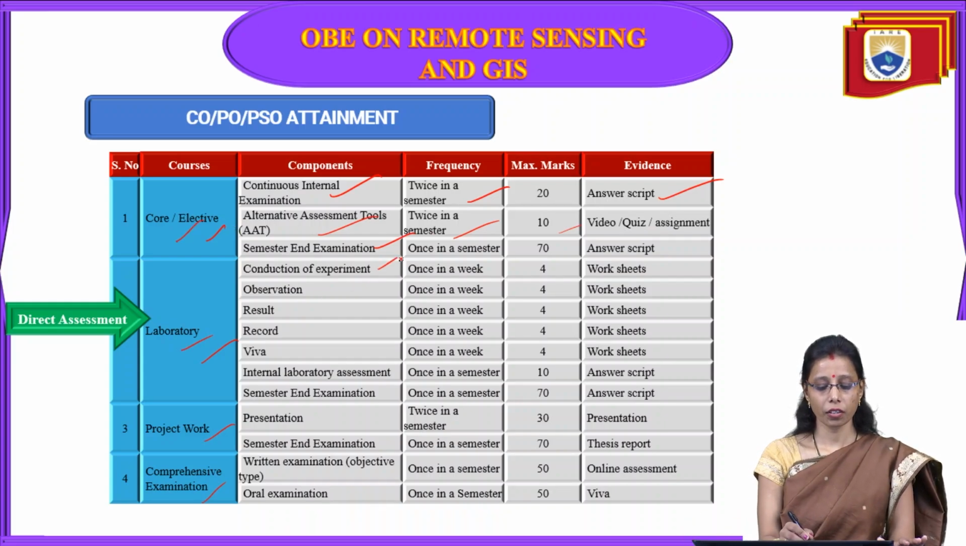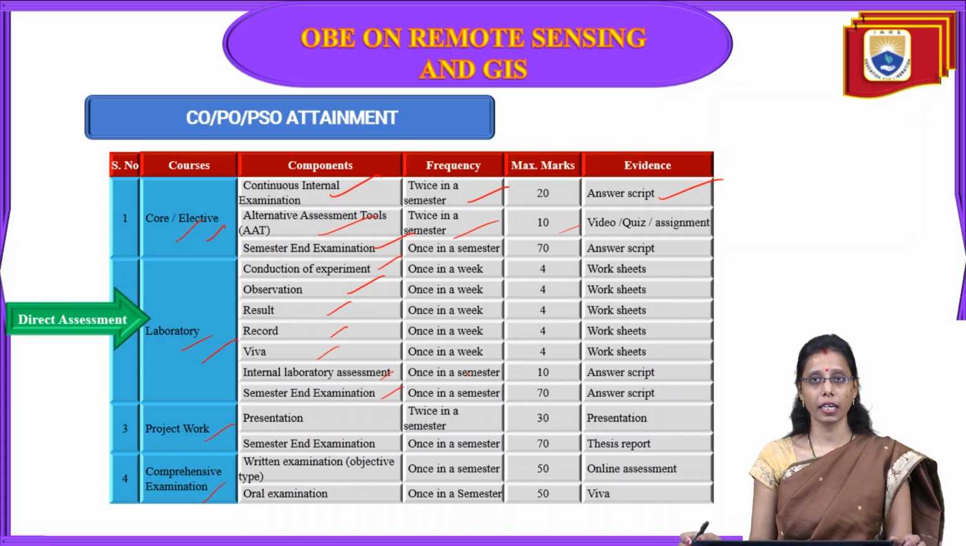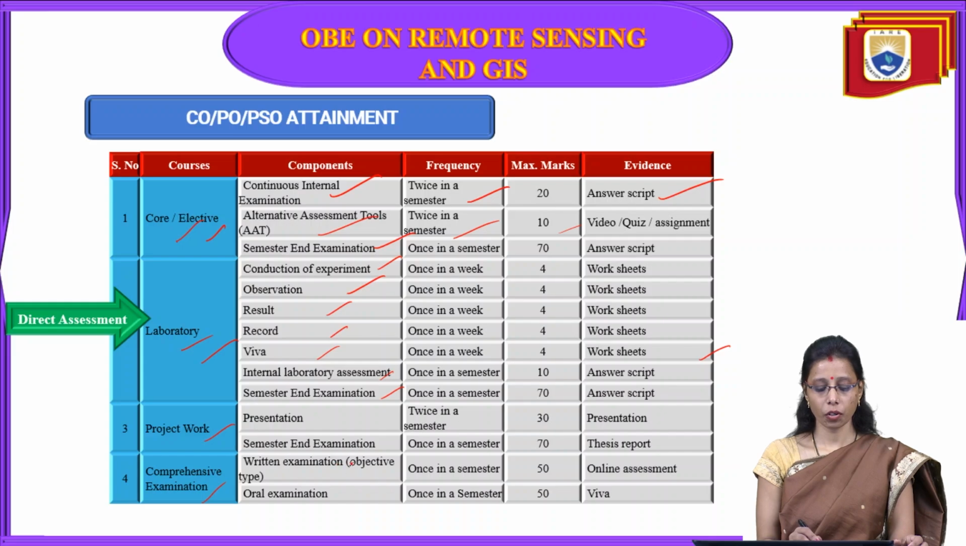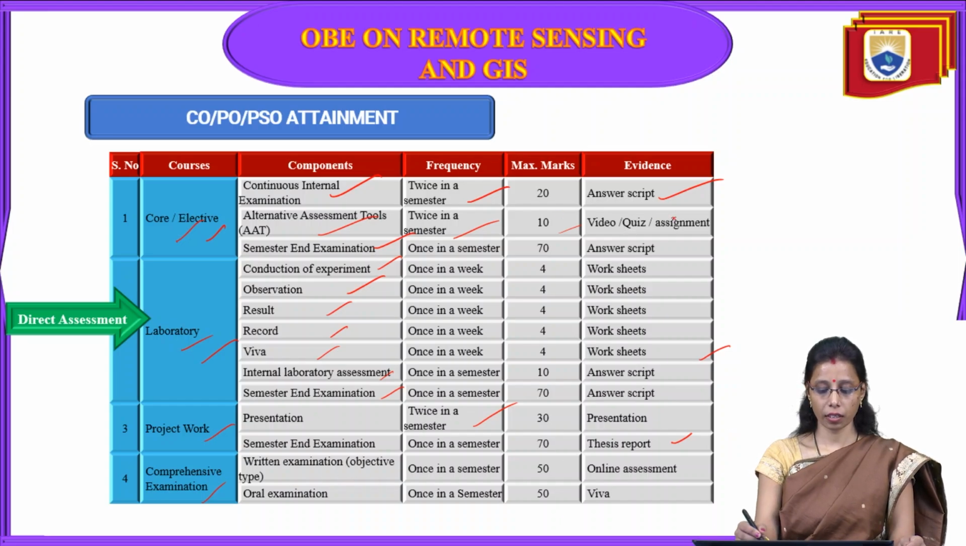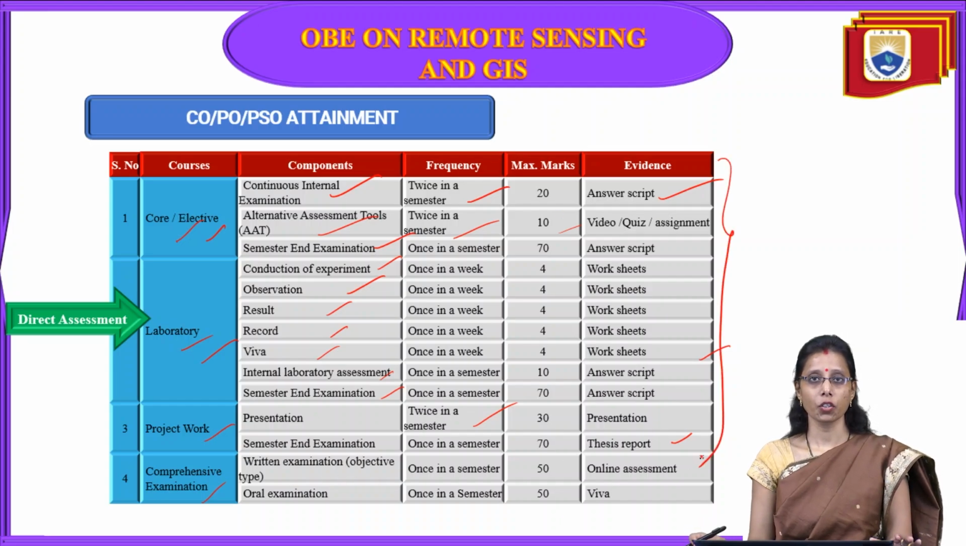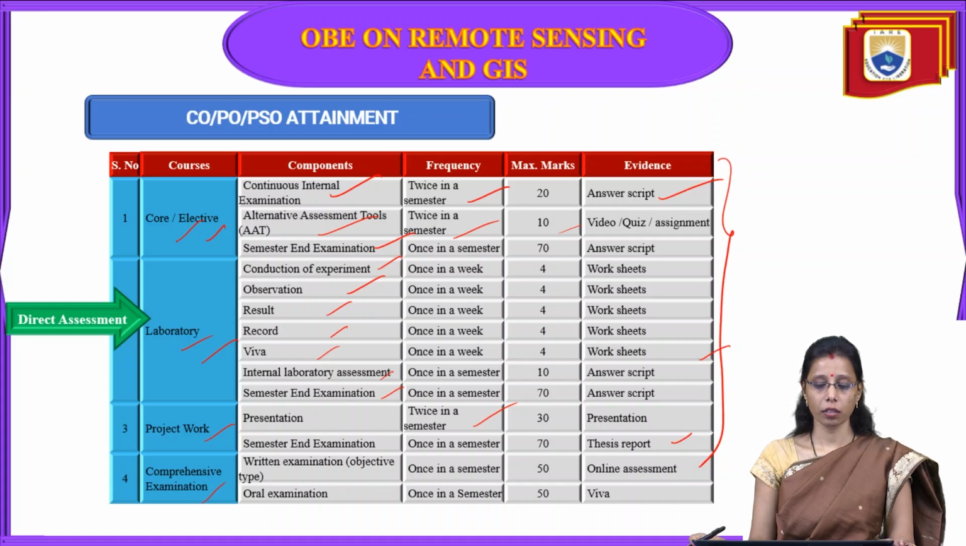For the laboratory, conduction of experimentation, observations, results, record and viva, and internal assessment is done. Then the end semester examination is conducted, and the answer booklet worksheets are given. For project work, we can see project work presentation and examination twice in the semester, where the thesis report is presented. This is how the attainment is done. Attainment is done for each course and each student, and based on the final results, the outcome is given by the student.